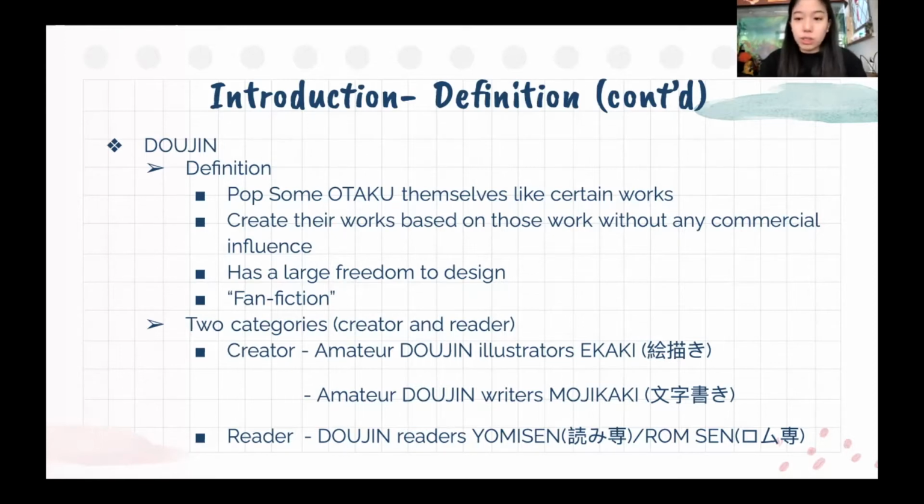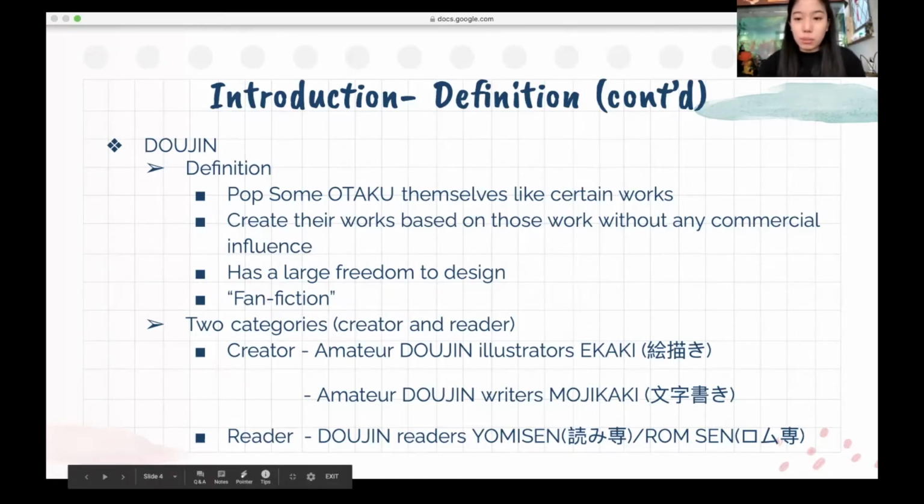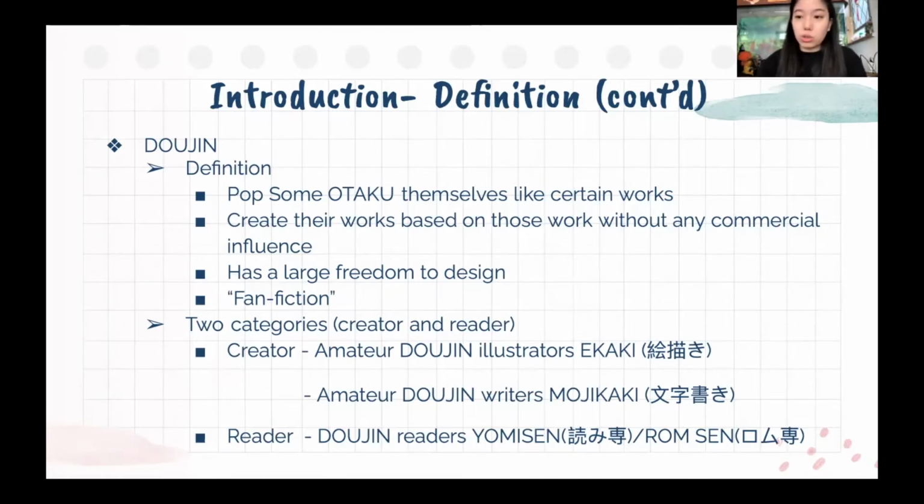The creator is divided into two categories. The first one is eakaki, an amateur doujin illustrator, mainly illustrating doujin comics and animes. And the second type is mokikaki, which is an amateur doujin writer. They mainly write fan novels. Readers that like to read doujin are called yomisen or lomasen.